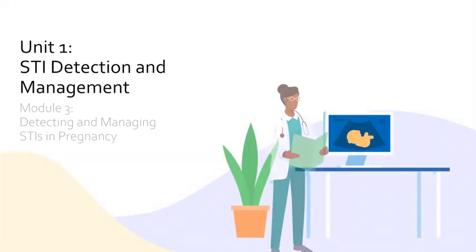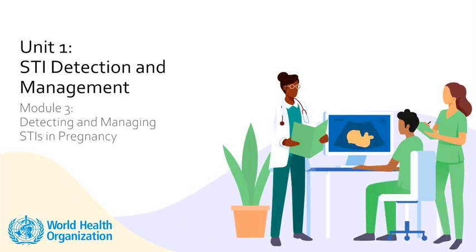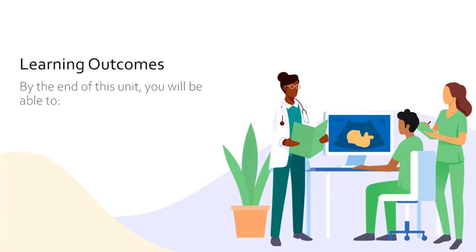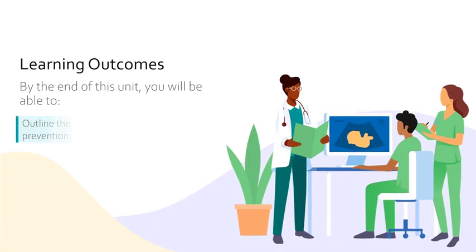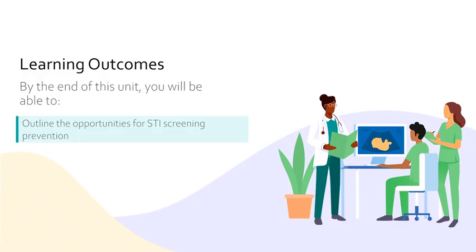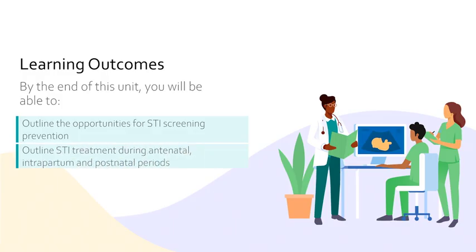Welcome to Unit 1 of this module on detecting and managing STIs in pregnancy. In this unit, we will look at STI screening, treatment, and recommendations for infection prevention. By the end of this unit, you will be able to outline the opportunities for STI screening and prevention, outline STI treatment during antenatal, intrapartum, and postnatal periods, and summarize recommendations for infection prevention.